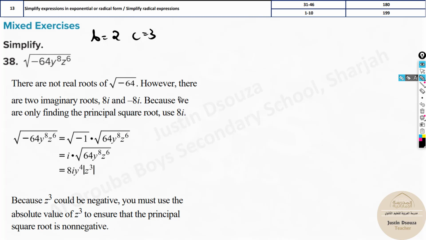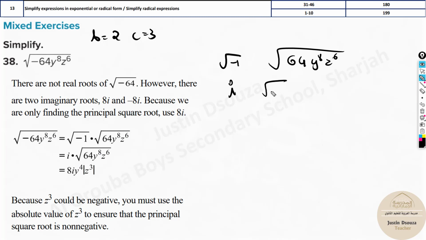See what happens is, here you are splitting this into the root of negative 1 and then entirely 64 y to the power 8 z to the power 6. This is power 2, okay, over here the root, square root, means 2. This is i. Now you should take the square root of 64, y to the 8 by 2, z to the 6 by 2, and now simplify it.